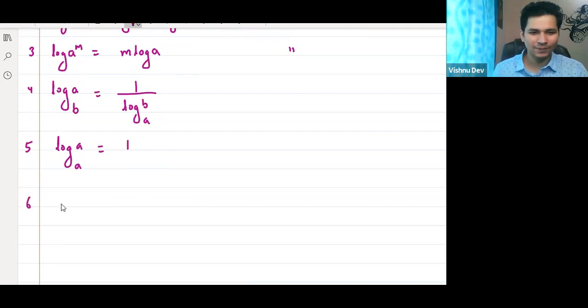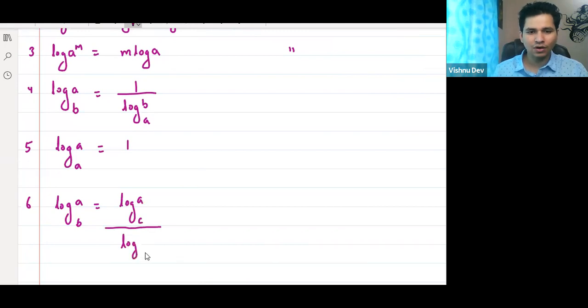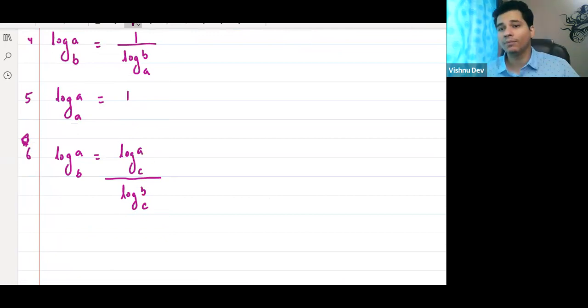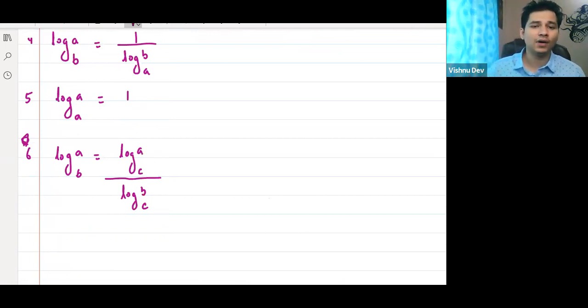Now, 6. Log A base B. Now, this is what you were saying, right? It is written as log A base C by log B base C. Yes or no? This is one important formula that you need to remember because you generally tend to forget this. So I have put a star mark because this is important. Generally students get confused in this. We will practice this today.